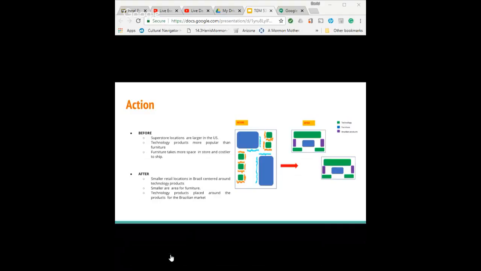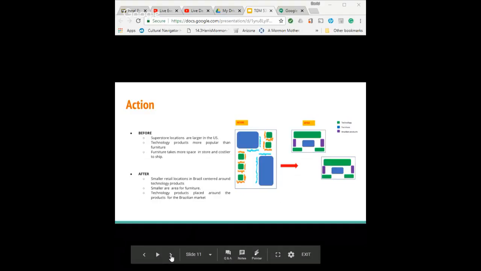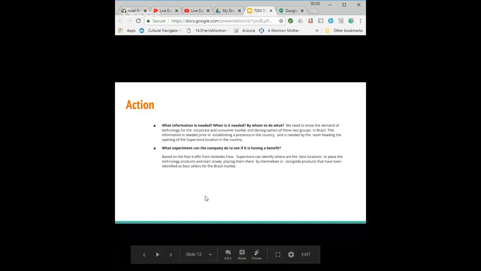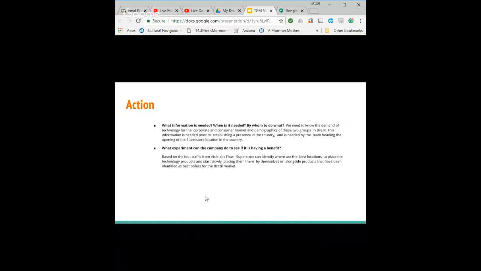Our suggestion is to reduce the space or the size of these stores so that it's friendlier for the Brazilian market. That way, placing the technology items around other Brazilian products will increase both of their sales.